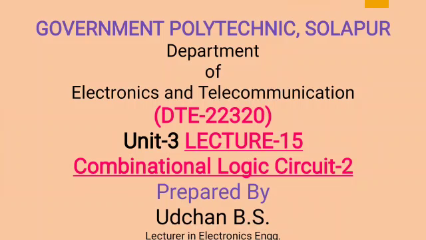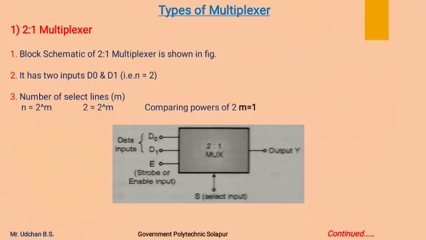As we studied, the multiplexer has many inputs and only one output. Depending on the status of the select lines, the multiplexer outputs any one of the inputs. Now we will see the types of multiplexer.